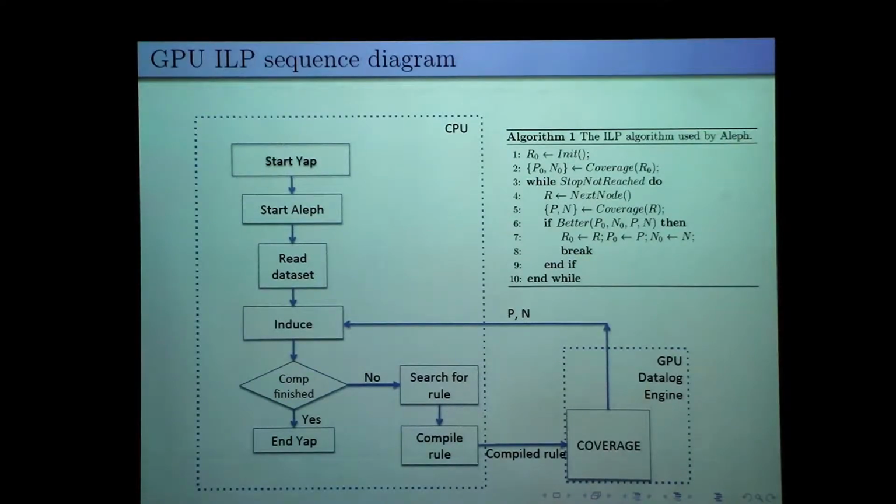And here we have the sequence diagram of how this system works. We start with YAP Prolog, YAP starts Aleph. We read the data set and we search for a new rule. We compile the rule into a representation that is easy to understand for the GPU. We compute the coverage using our GPU Datalog engine. We have the set of positive and negative examples. And we evaluate if we can do better. Then we search for another rule, or otherwise we finish and show what rules we found.